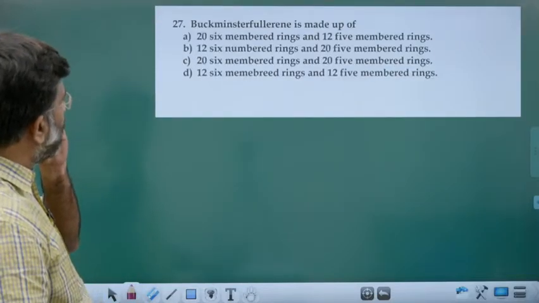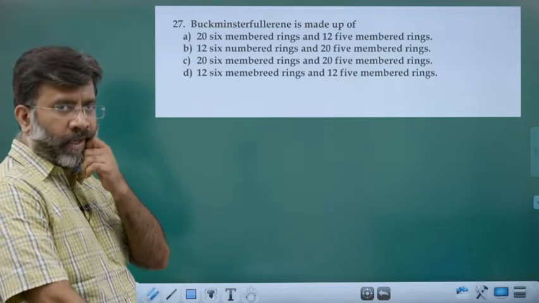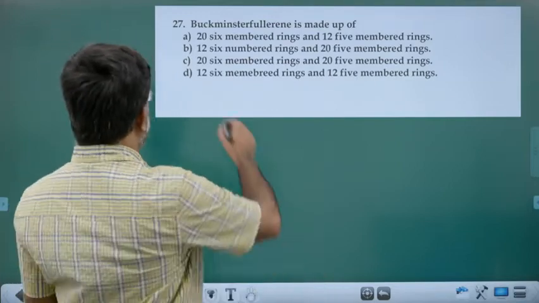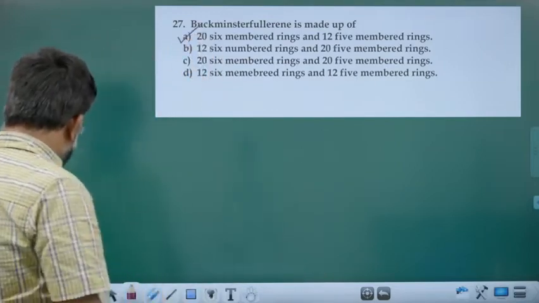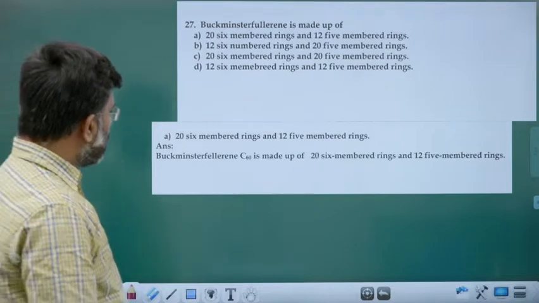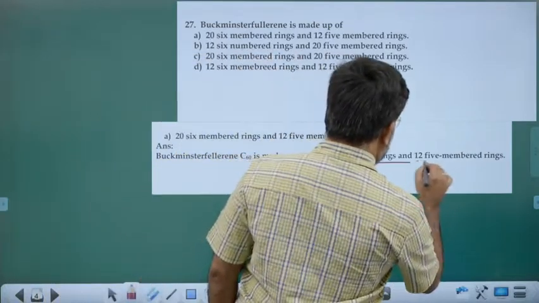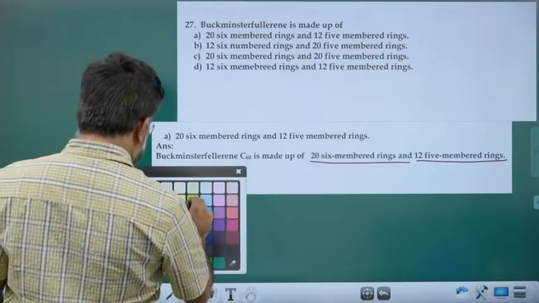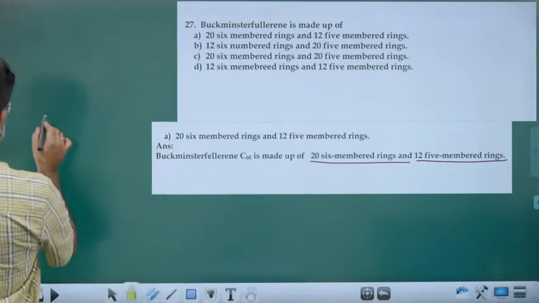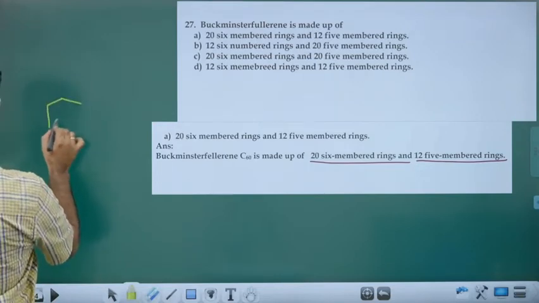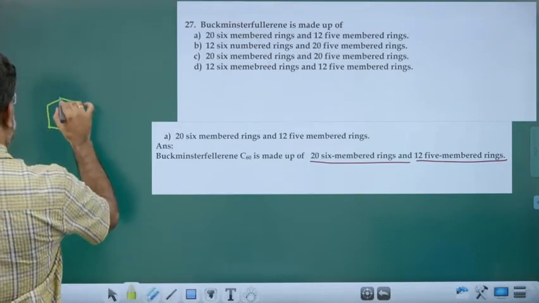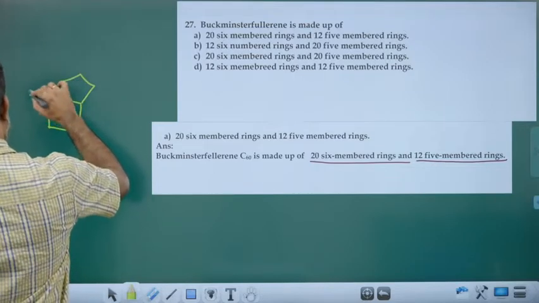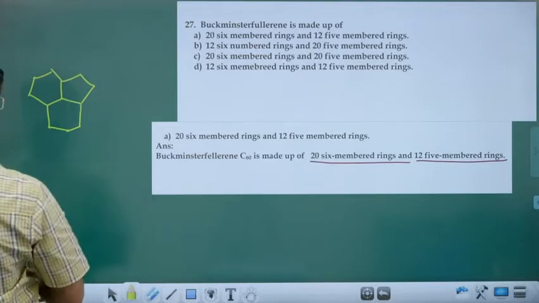Buckminster fullerene is made up of a buckyball. All of you know it is made of 20 six-membered rings and 12 five-membered rings, as referred in the textbook, and the structural details are available. Keep it in mind, it contains hexagonal and pentagonal rings.